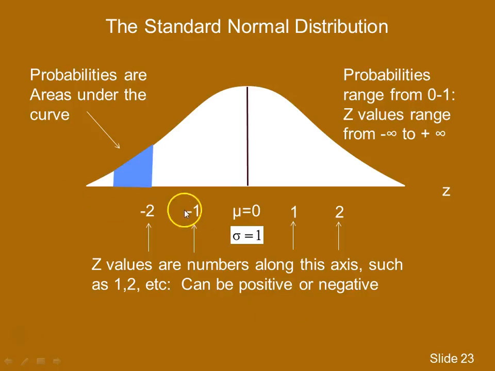Don't forget that Z values can be both positive and negative. A positive Z value simply indicates you're on the right side of the distribution here, you're above the mean, and a negative Z value indicates that you're below the mean.